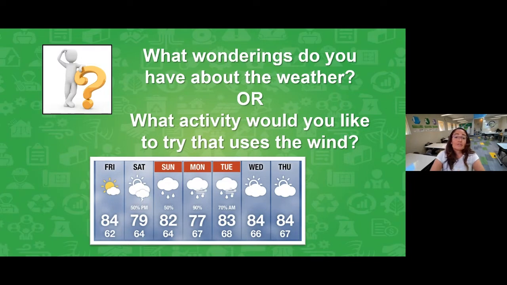Secondly, what activity would you like to try that uses the wind? I heard someone say fly a kite. That sounds like a lot of fun. So maybe you would like to try that. Think of some activities that maybe use wind outdoors, and we'll come back to some of those suggestions a little bit later.